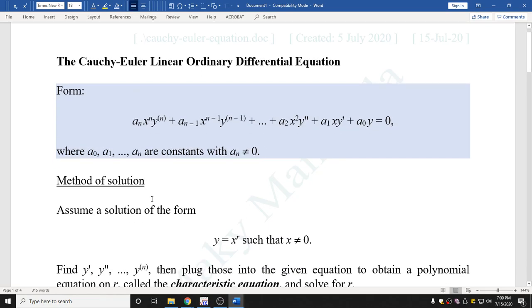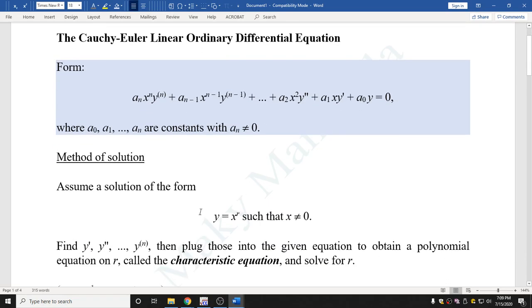So we begin by assuming a solution of the form y equals x to the power r, where x is different than 0. We're looking for non-trivial solutions, so we want x to be different than 0. r is some undetermined constant which we are going to try to find. So when we see a Cauchy-Euler equation, we're expecting a power function as a solution.